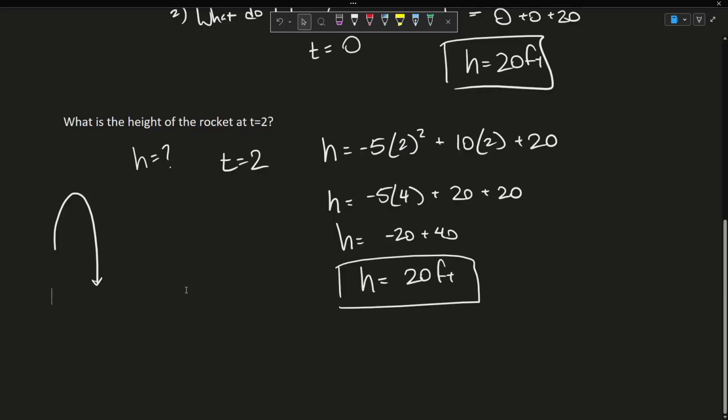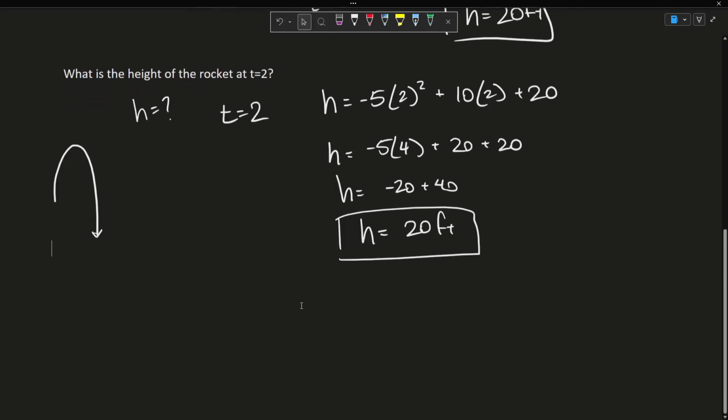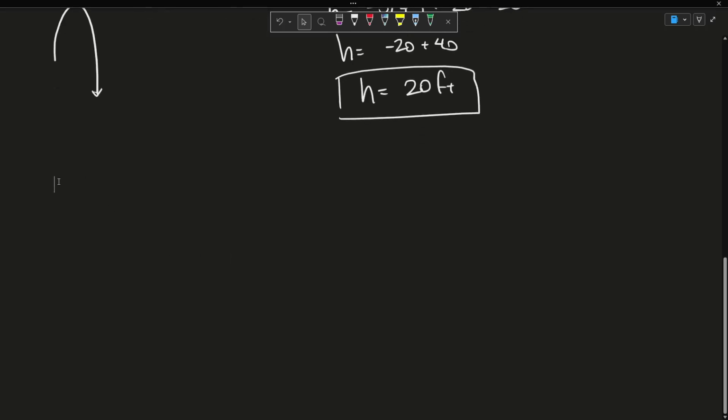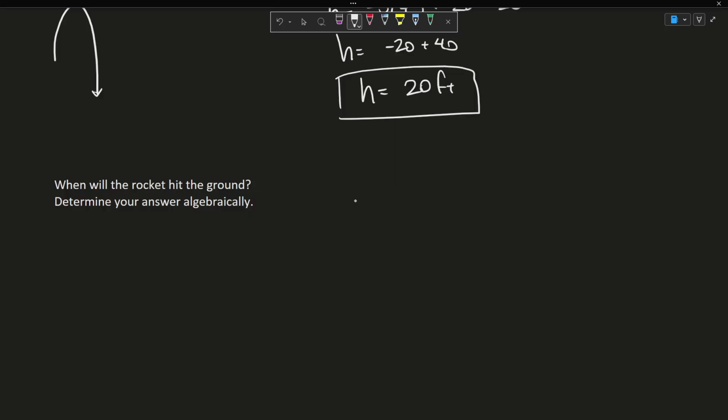This could also be the other way around. Like it gives you a height and asks you to find the time. So let's do one of those right now, but with some more context. When will the rocket hit the ground? Determine your answer algebraically. So when will it hit the ground? What we're trying to find is when. So my time is unknown, so I must know my height. I read this closer. I want to see, where is the rocket? What height am I at? I'm at the ground, so my height must be 0. So 0 equals negative 5t squared plus 10t plus 20.